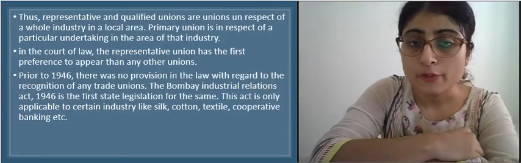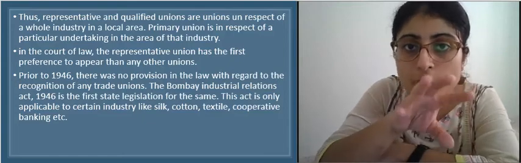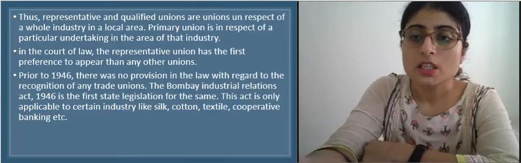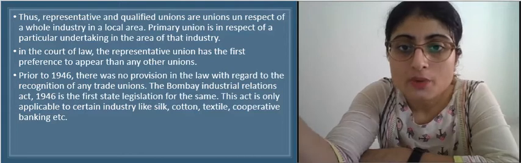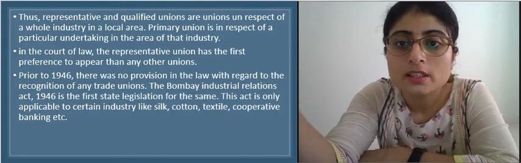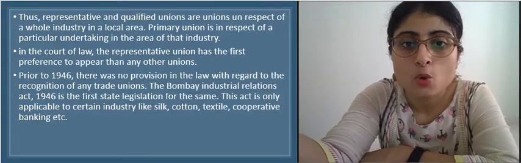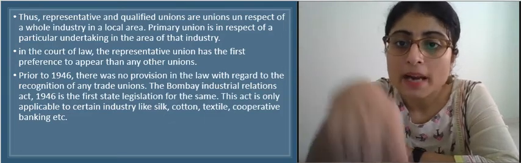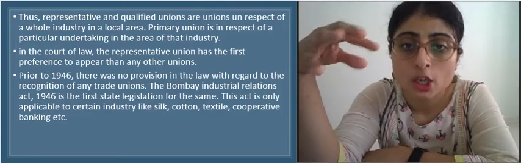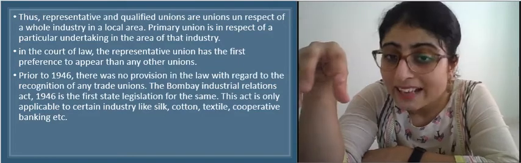So my friends, if you are putting the whole concept in a nutshell, you can state that the representative and qualified unions are the unions in respect of the whole industry in a local area. The primary union is in respect of the particular undertaking in the area of that industry.